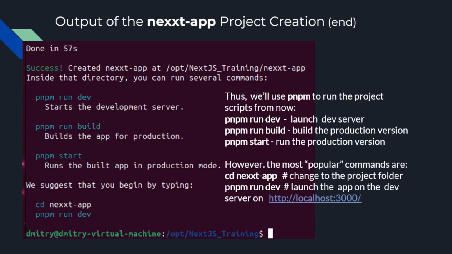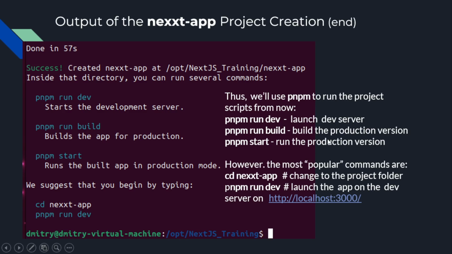And the final part of the output provides us with necessary commands to manage the project. So first of all, we will use pnpm to run the project scripts from now and forever. pnpm run dev launches the development server, pnpm run build builds the production version of our project, pnpm start runs this production version.